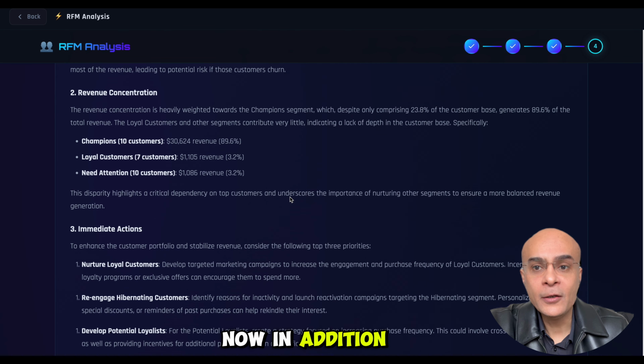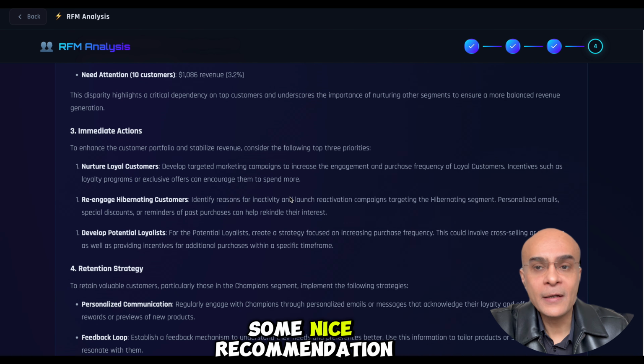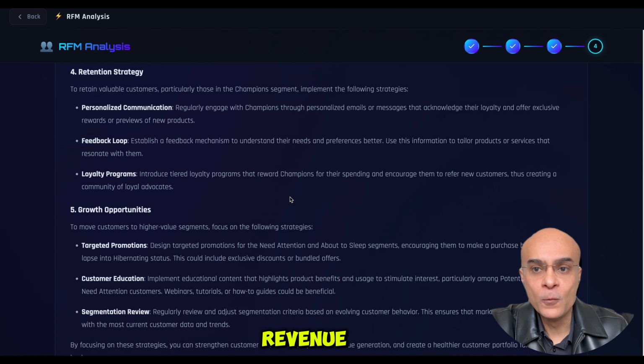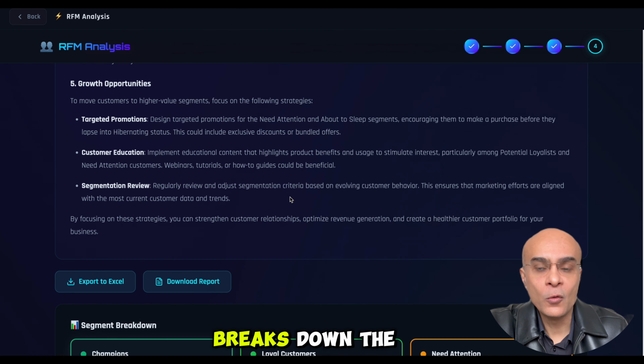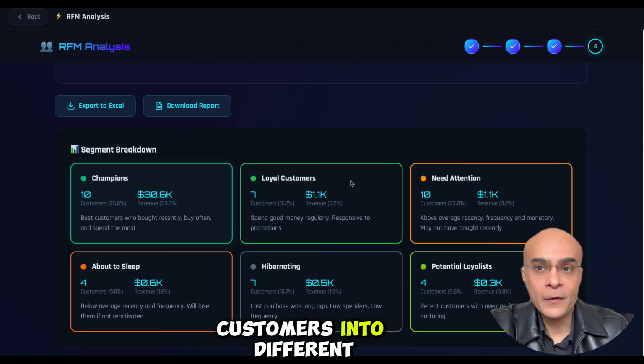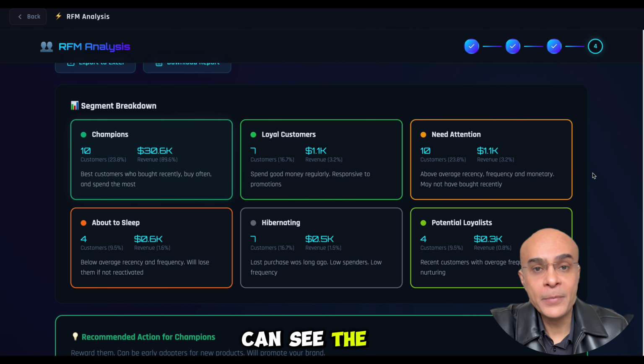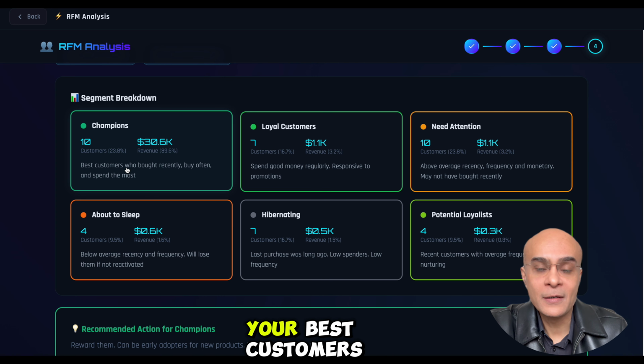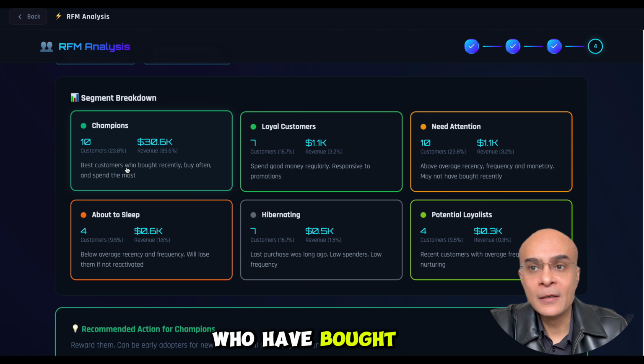Now, in addition, it also gives you some nice recommendations on how to grow your customer base as well as revenue, and it also breaks down the customers into different segments. So here we can see the champion segment, which consists of 10 customers. So these are your best customers who have bought recently, who buy often and who spend the most.